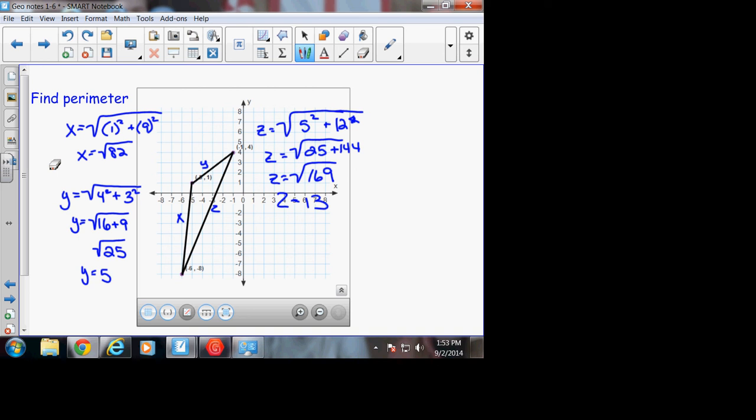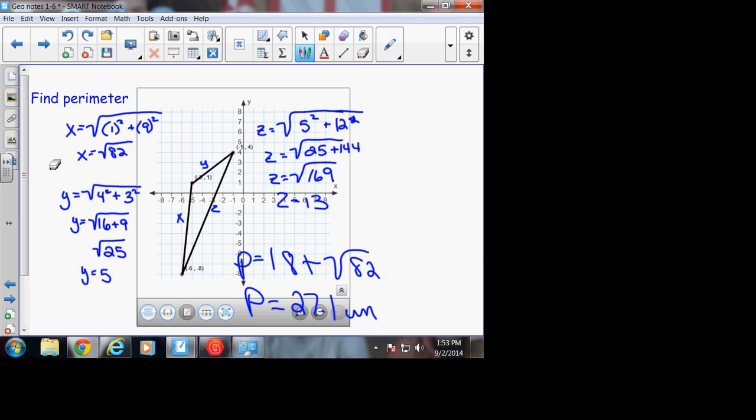Now what? I know all the sides. Add them all together. 13 and 5 is 18. 18 plus radical 82. Somebody wants to do it on their calculator? Go ahead, let me know what it is. 18 plus the square root of 82. So I'm saying 27.1 units. Questions?